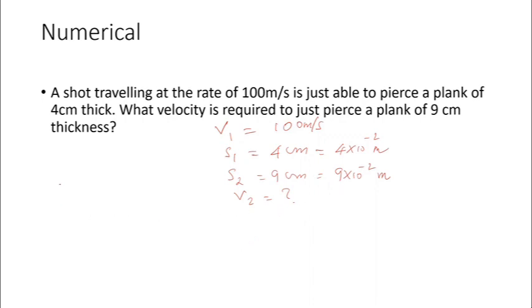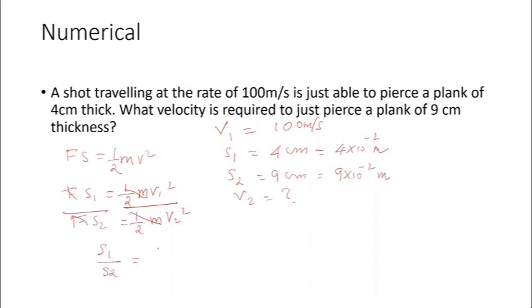So we know, as we studied just now, that F into S, that is the work done, is equal to half mv square. So what will we do? F into S1 is equal to half m v1 square. Similarly, F into S2 is equal to half m v2 square. Then you divide these two equations. So half m gets cancelled, F gets cancelled. So what we get is S1 by S2 is equal to V1 square by V2 square.